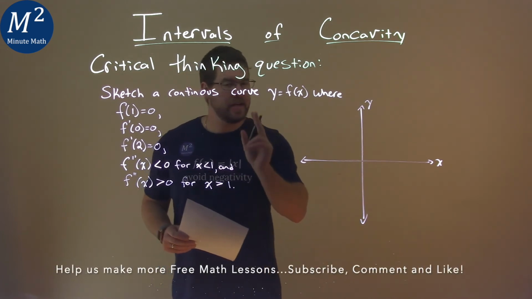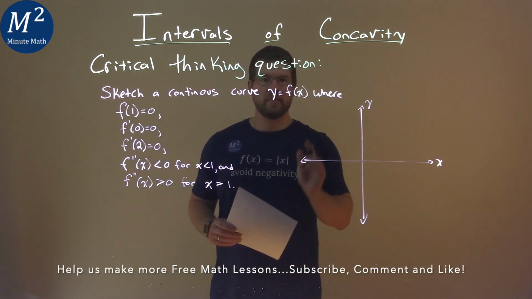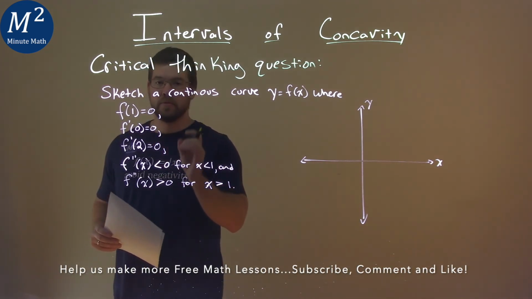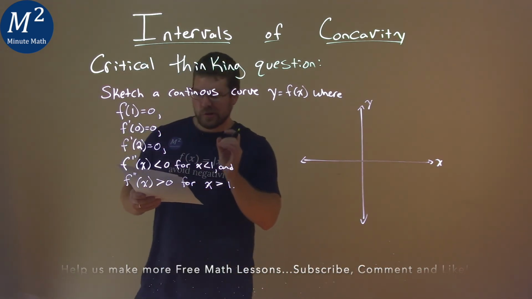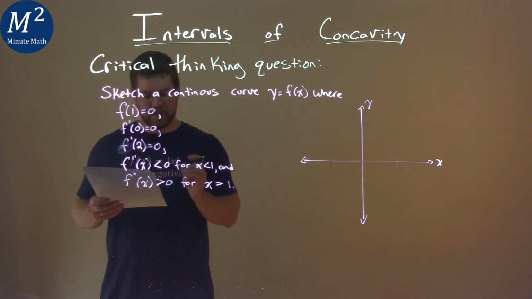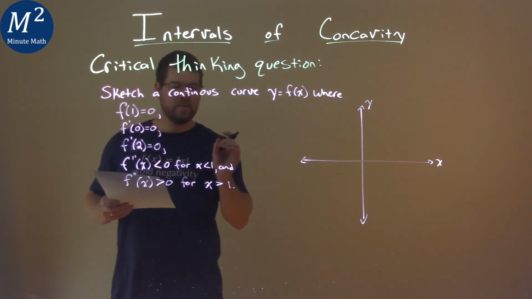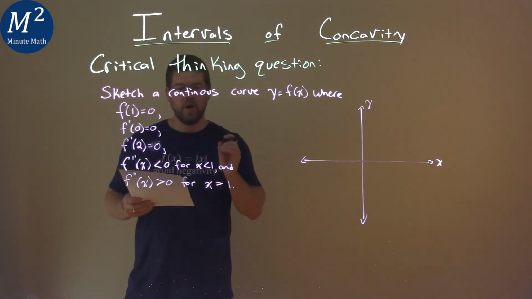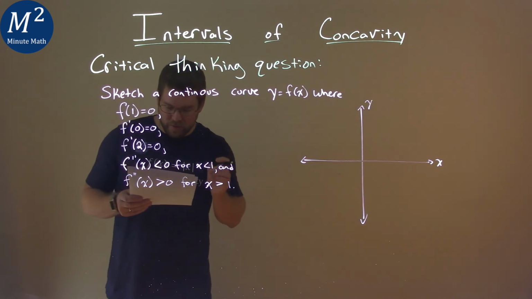Sketch a continuous curve y equals f of x, where f of 1 equals 0, f prime of 0 equals 0, f prime of 2 equals 0, f double prime of x is less than 0 for when x is less than 1, and f double prime of x is greater than 0 for when x is greater than 1.